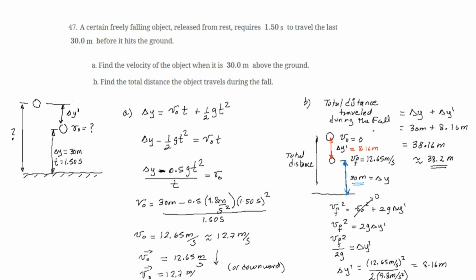So I was able to calculate, using the equations of kinematics, the velocity of the object at 30 meters above the ground, and also the total distance that the object traveled from the point where it was released to when it hit the ground. So this is a very interesting exercise.